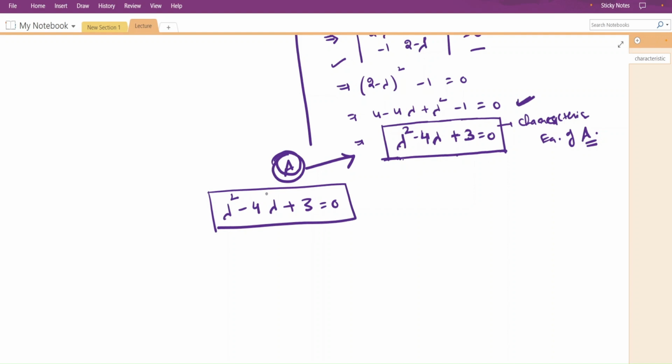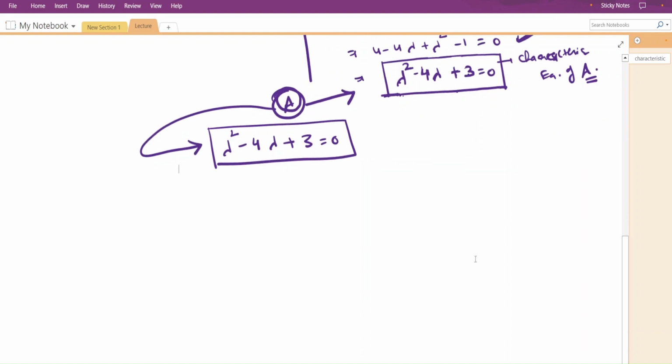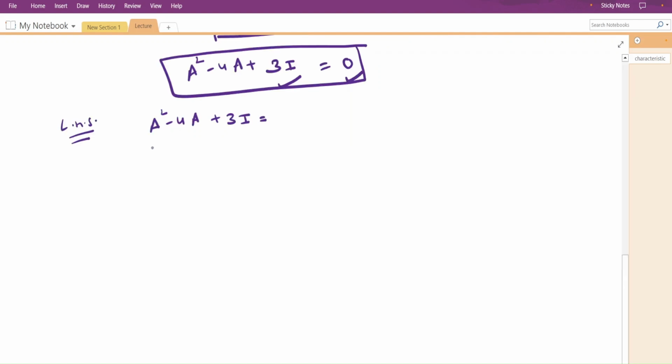And I am saying that as per the Cayley-Hamilton theorem, this particular matrix satisfies its own characteristic equation. So what I have to prove is that A square minus 4A plus 3 times the identity matrix is equal to the null matrix, right? Okay students, I have taken the LHS here: A square minus 4A plus 3I. I will put in the value of A here.